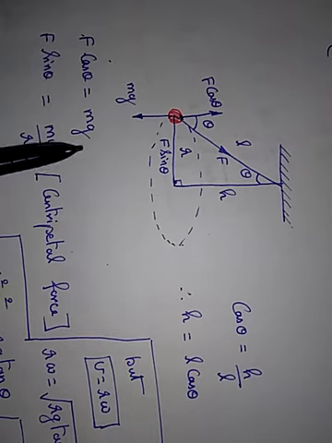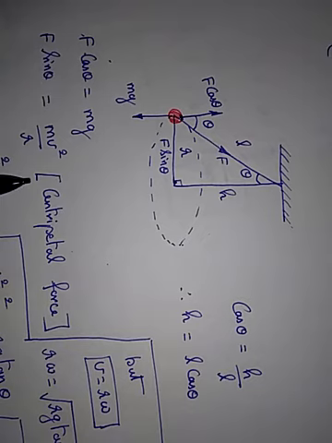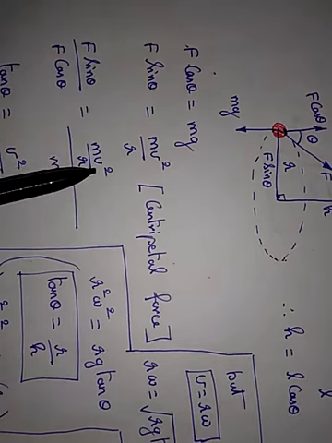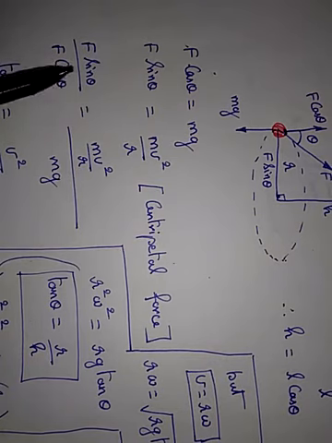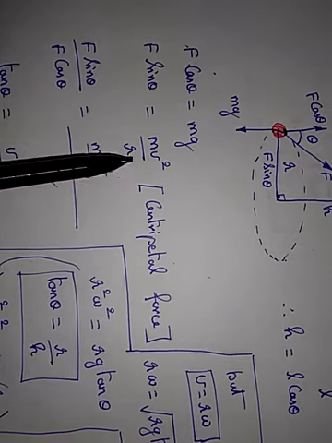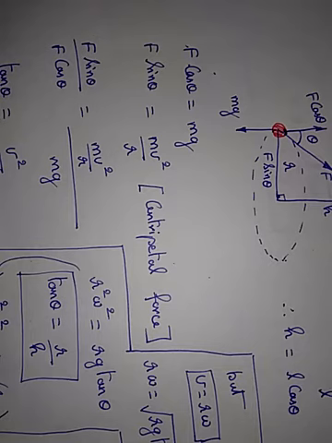This second equation divided by the first equation. You can call this the second equation and this the first equation. So f sin theta divided by f cos theta. So what will happen now? f gets cancelled, sin theta by cos theta is tan theta. On the right hand side, mv square by r is in the numerator and mg is in the denominator. Now m gets cancelled and we will be having v square by rg.